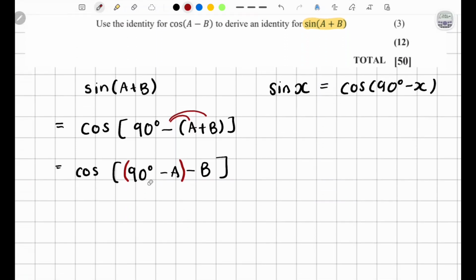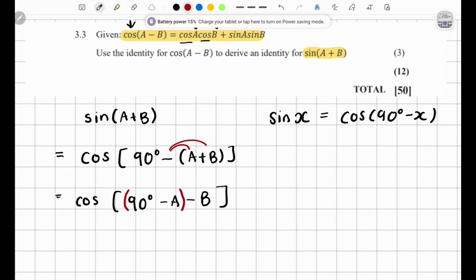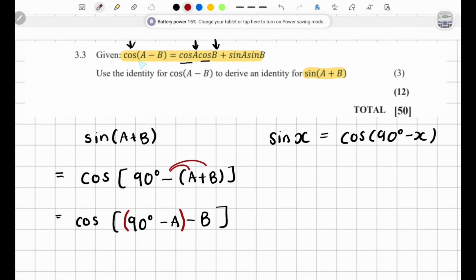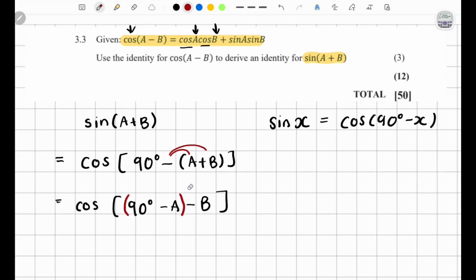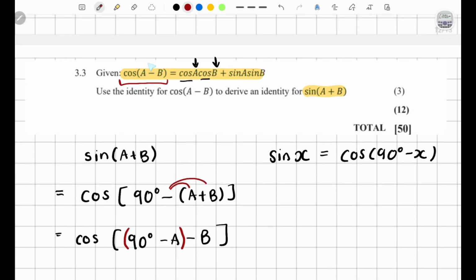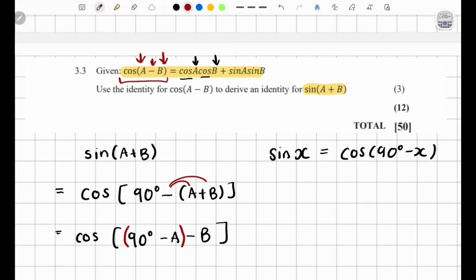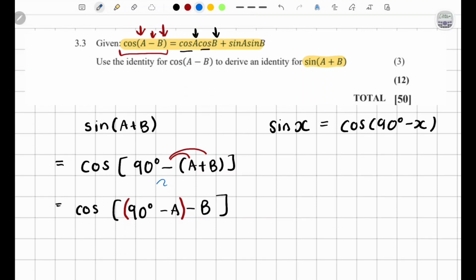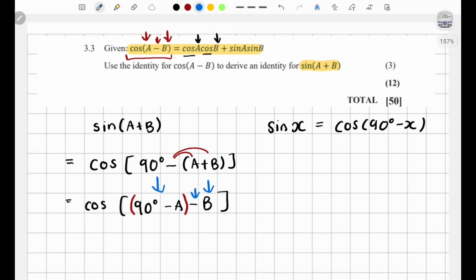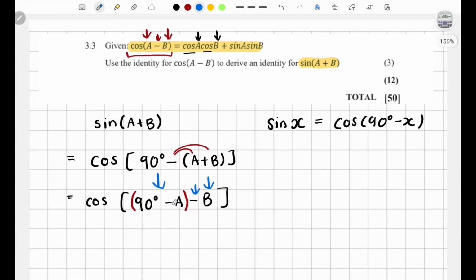So now that we have this, we have grouped these two together. Do you see now that the rule that we have here looks a lot like what we have here? Look at this part. It says cos of an angle minus another angle. That's what we have here: cos of an angle minus another angle. So we're going to treat this one, 90 minus A, as if it's A, and B as if it's B, and we're going to look at the expansion of that.